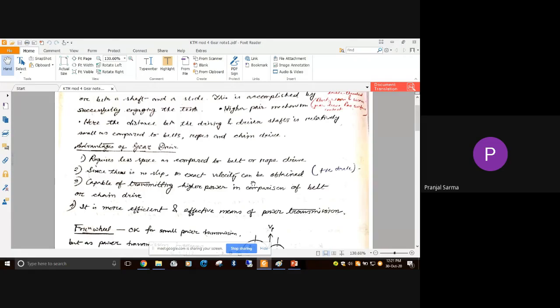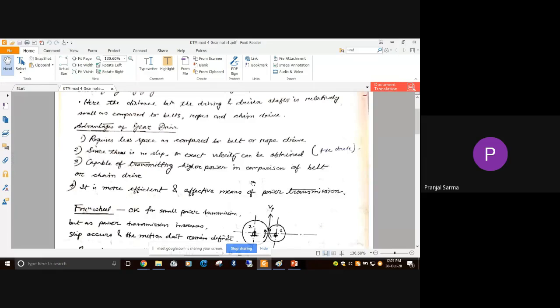So these are some of the advantages of gear drive, or you can say why we go for gear drive, given that we already have so many drives. If you know about this, then we will be able to select whether you have to go for a chain drive, belt drive, that kind of flexible drive, or other type of drive, or whether you have to go for gear drive.